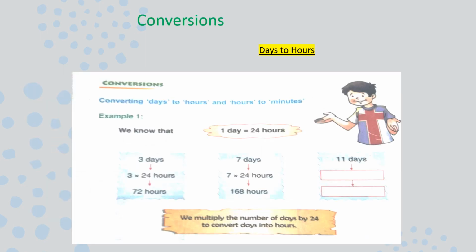Now let us learn about conversion. Converting days to hours. We know that one day is equal to 24 hours. We multiply the number of days by 24 to convert days into hours. For example, 3 days is equal to 3 into 24 hours, which is equal to 72 hours.